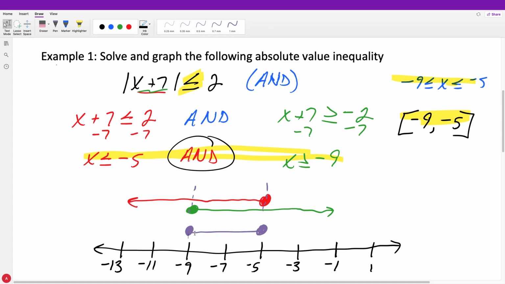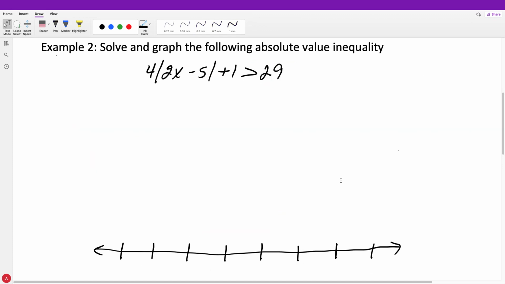Let's go ahead and do one more with a greater than question. All right, and I also wanted to practice another one of these harder problems that we did with equations, but just to remind us.